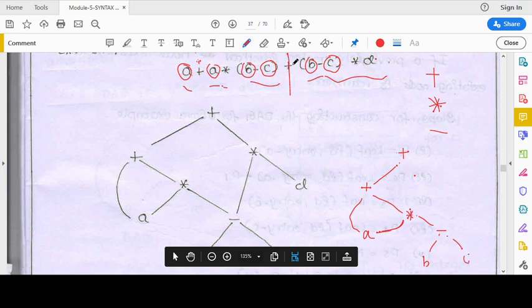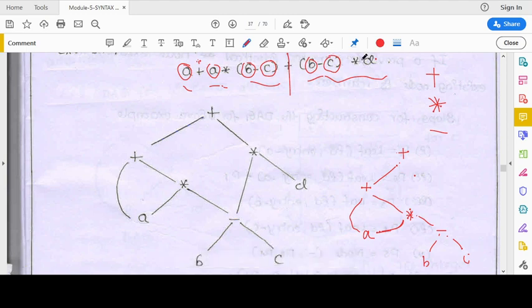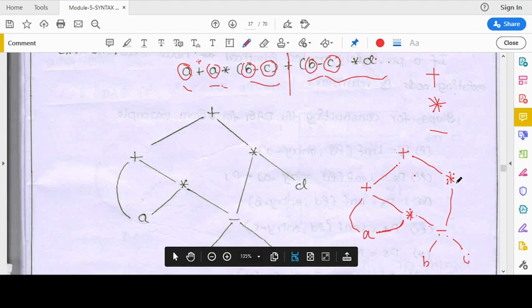Again, on the other side, I have plus on my main node. The right child of this plus is star, right? So here my operators can repeat, no issue with that, but operands should not repeat. So I have star as my right child here. So star will be the right child for plus, and the left child of star is minus. So left child of star is minus, right child of star is what? D. So this is a DAG representation which you can see.